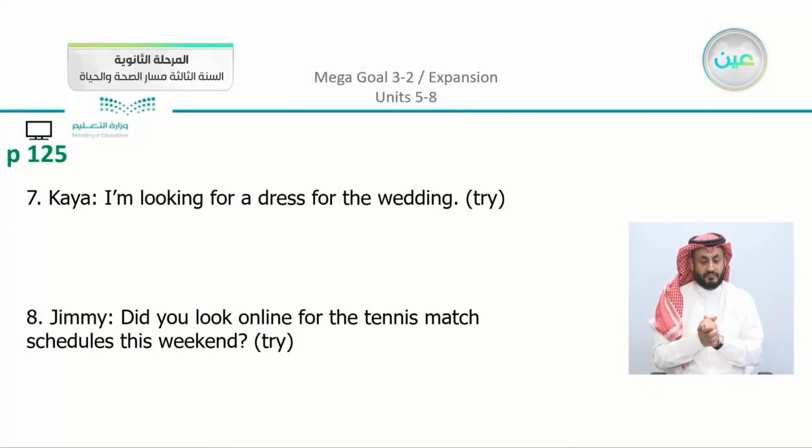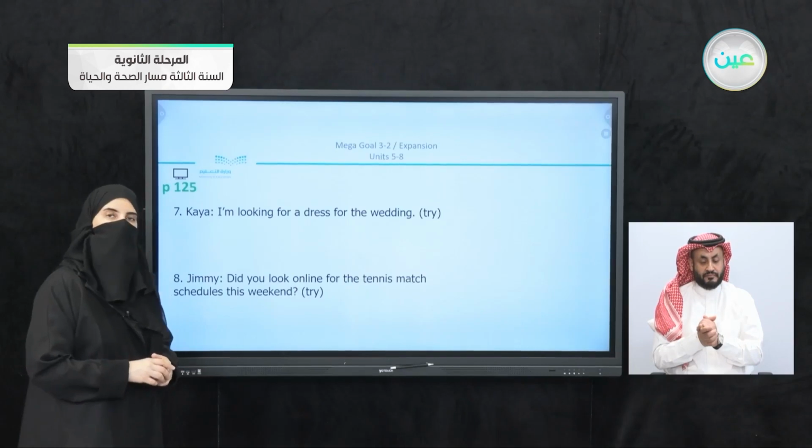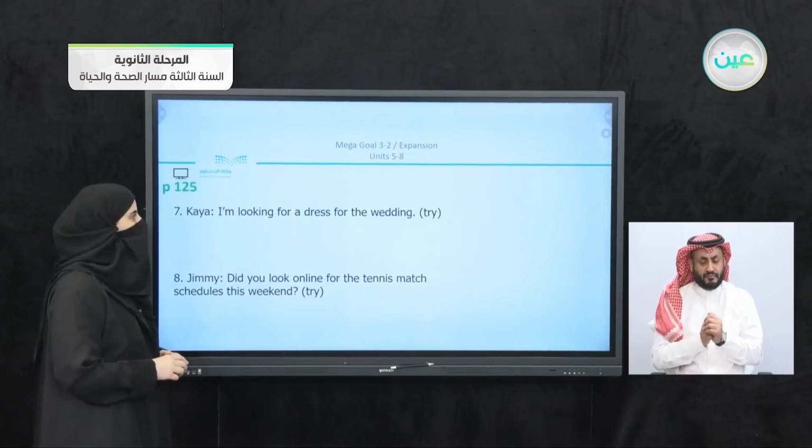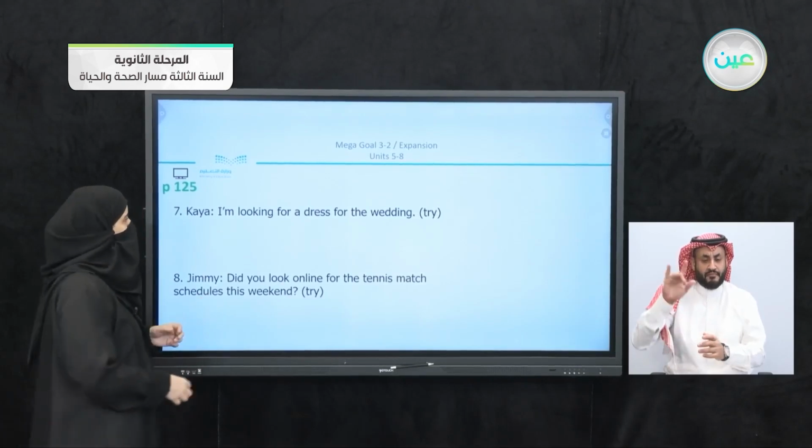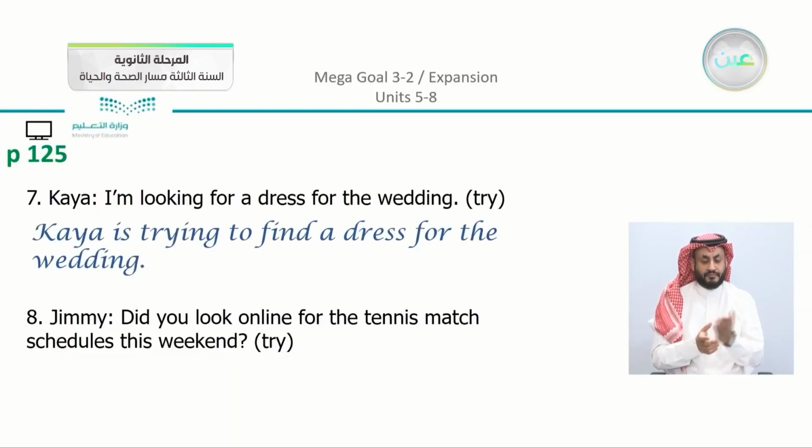Number 7, we have Kaya. Now she said here, I'm looking for a dress for the wedding and try. Now we have here, we can say that Kaya is trying to find the infinitive, a dress for the wedding.